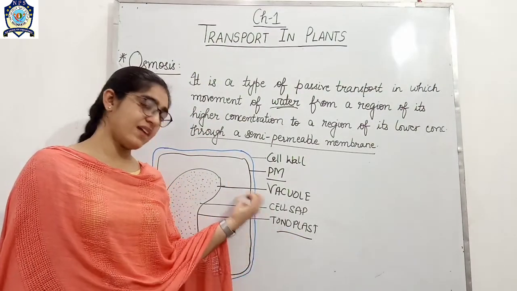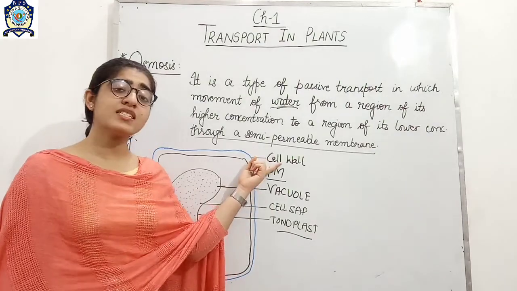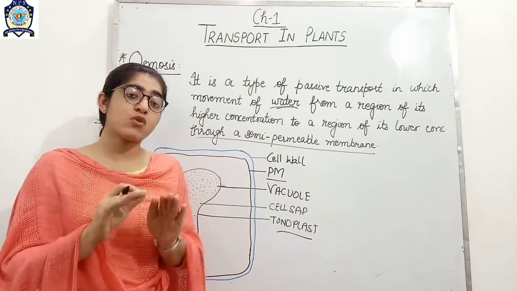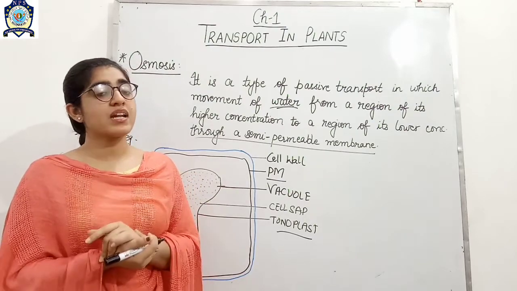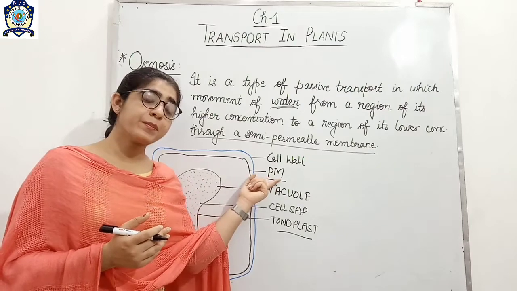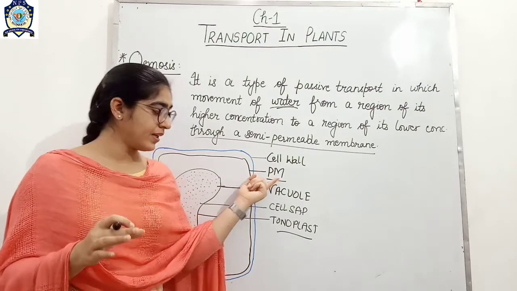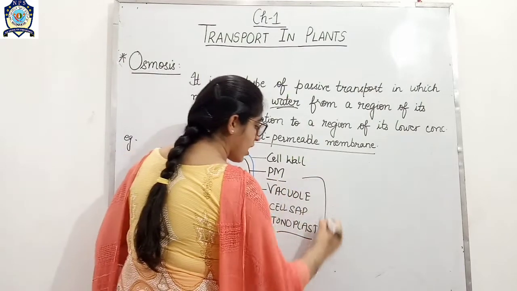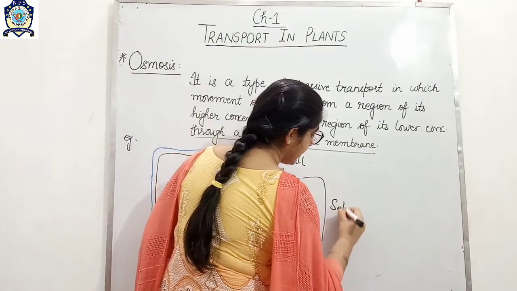As we have discussed earlier, the cell wall is permeable in nature. It allows free movement of water as well as solute. But we know that the PM, the plasma membrane, and this tonoplast, these two are selectively permeable.